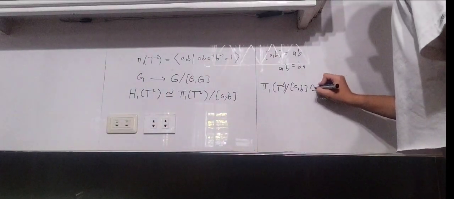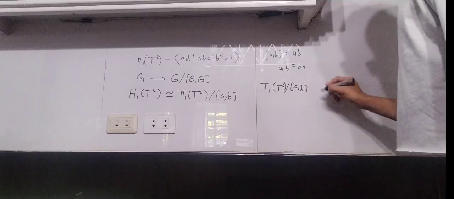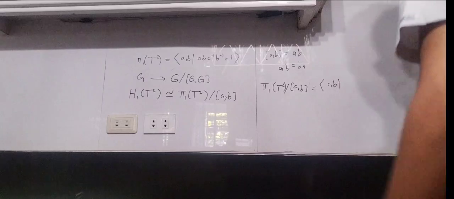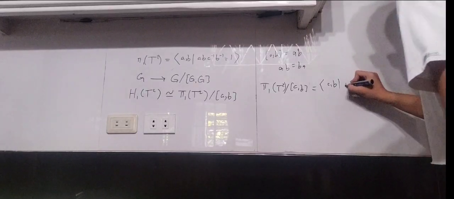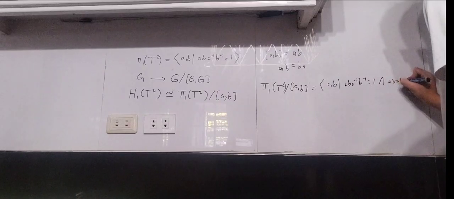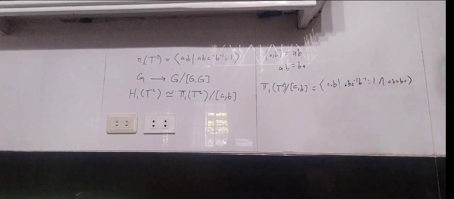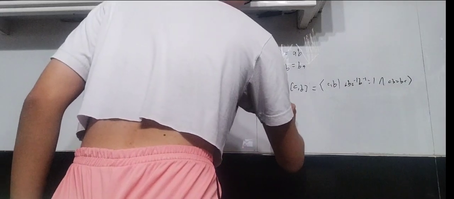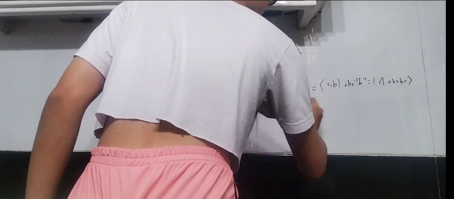And so the abelianization of π1 of T^2, which is this quotient over here, a quotient group this time, is equal to this new group here, generated by a, b such that a b a^-1 b^-1 equals 1, and ab equals ba. And this over here is precisely the first homology group of T^2.